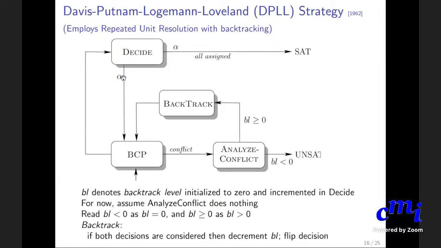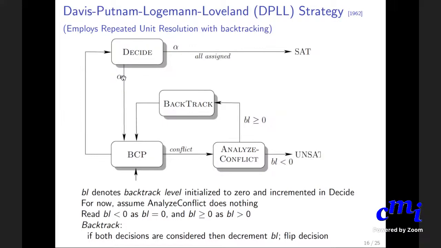So here is a flow chart. Given any formula, you first try to do BCP. What's the use of doing BCP even without making a decision? I already explained, because there could be some unit clauses there, so this can be propagated. If that itself gives rise to a conflict, for now you ignore this analyze-conflict step, because it is doing something more than learning. For now, assume that this does nothing.